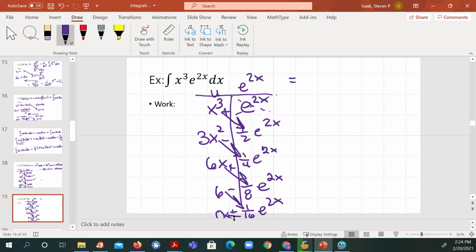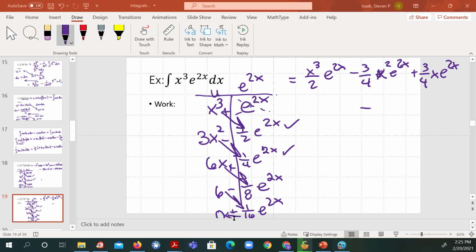So we have 1/2 x cubed e to the 2x minus 3/4, oops, I forgot the x squared, x squared e to the 2x. 6/8 is 3/4. Then 6/16 is 3/8, x e to the 2x, plus a constant.